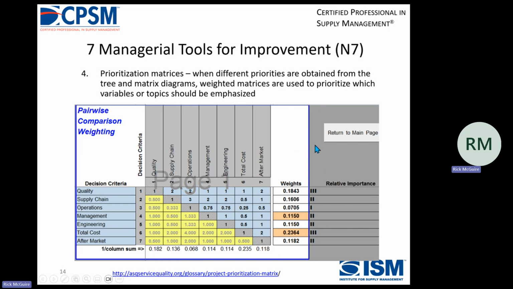This is a prioritization matrix that we use in CP Laser that helps you prioritize these groups. If you've used this, you're pretty familiar with how it works. So you look at the weighting, total cost is most heavily weighted, and then quality, followed by supply chain.